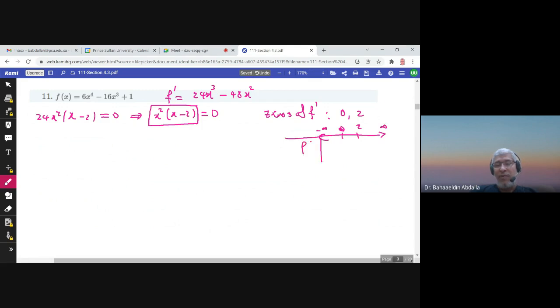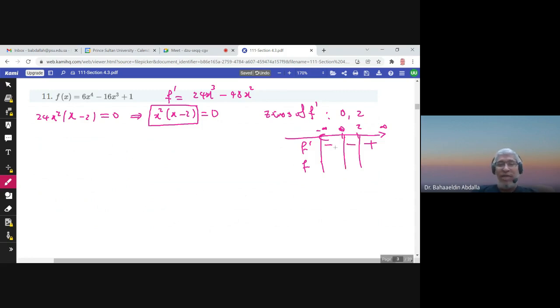And here is f prime, and here is f. Okay. Now, notice that x squared is always positive. So actually what is controlling the sign of f prime is x minus 2. To the right of 2, if you put 3, 4, it is positive. To the left of 2, f prime is negative.